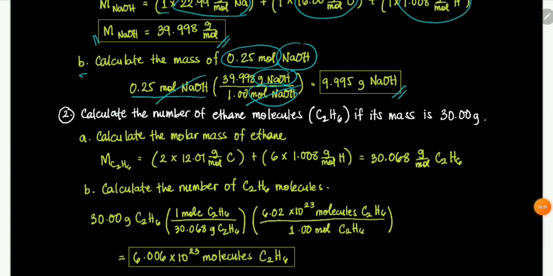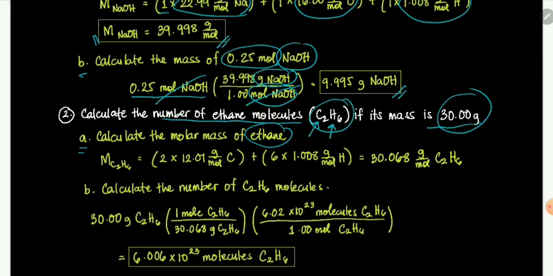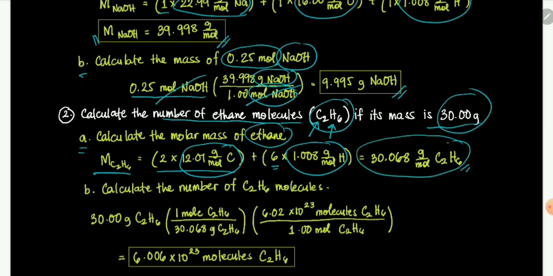Okay? So for the next example, calculate the number of ethane molecules if its mass is 30 grams. Okay? So mass yung given, i-convert muna natin siya sa number of moles and then i-convert natin yung number of moles sa number of particles. So first, calculate muna natin yung molar mass ng ethane. So ethane is C2H6, so ibig sabihin may dalawa siyang carbon at may 6 siyang hydrogens. So the molar mass of C2H6 is 2 times 12.01 grams per mole for carbon plus 6 times 1.008 grams per mole for hydrogen. So total is 30.068 grams per mole ethane molecule. So ito na yung molar mass ng ating ethane.